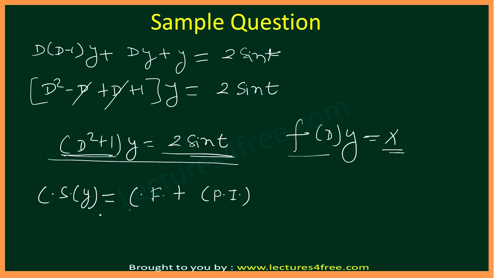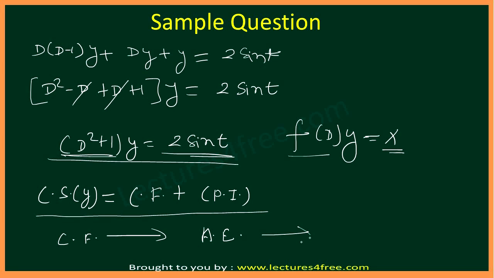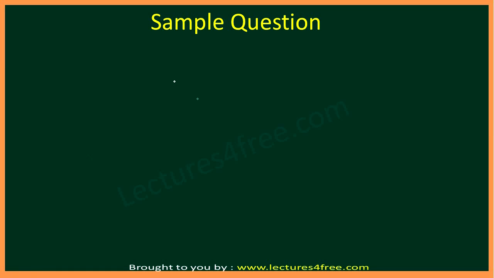Okay, so to find the complementary function we can use the auxiliary equation. And what is the auxiliary equation? Auxiliary equation means function of d is equal to 0. So let's put function of d, that is d square plus 1, equal to 0, and get the roots of d.